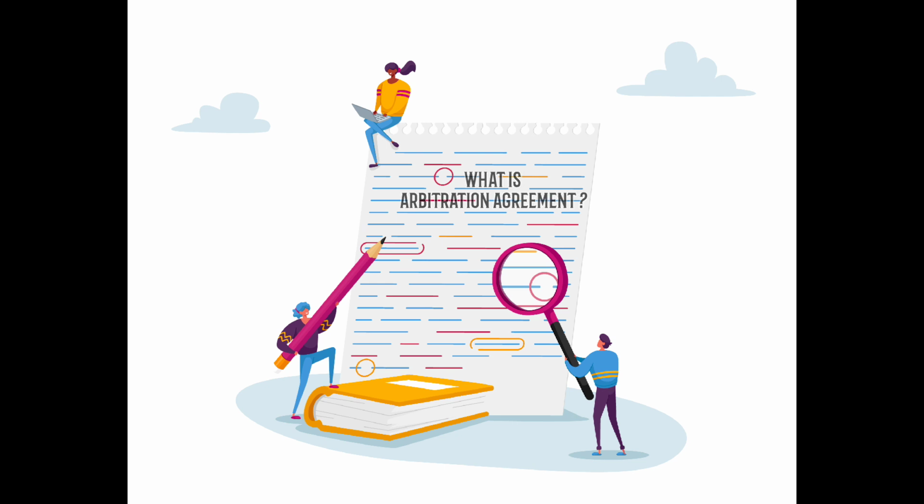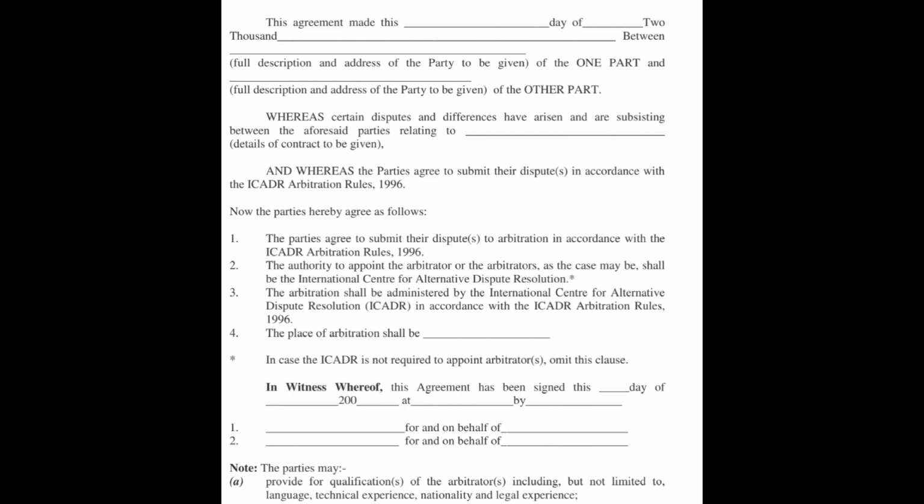Before I proceed with the theory part, let us see how the draft agreement will look. There will be clauses like the subject matter of disputes, the number of arbitrators and the seat of arbitration. The seat of arbitration means the place of arbitration, where the proceedings will take place. So with this, having seen the draft, let's proceed with the theory part.